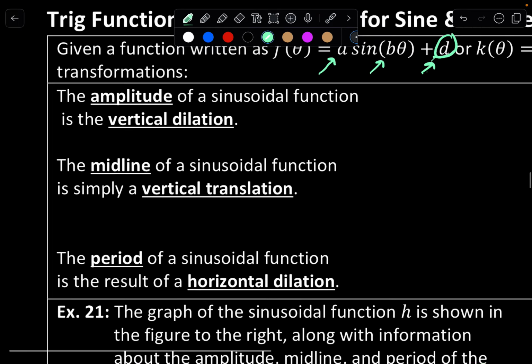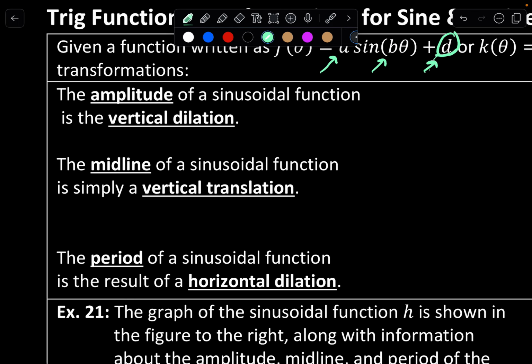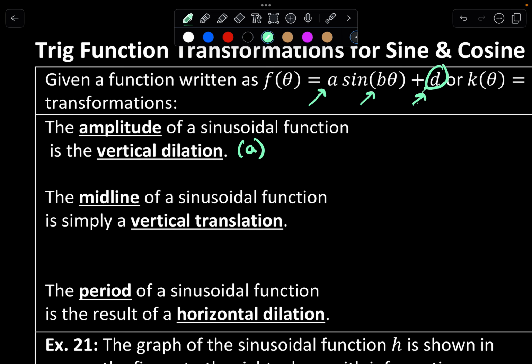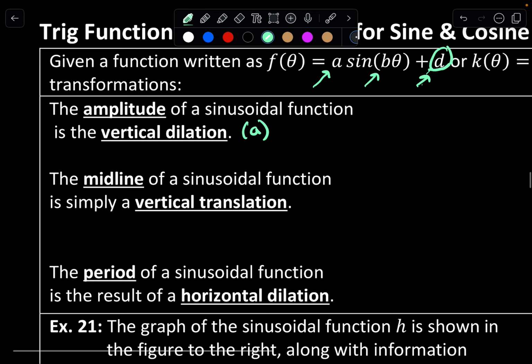So just a quick rundown, the amplitude of a sinusoidal function will be the vertical dilation, and that is going to be your variable A. And that's multiplicative, so you'll see it multiplied with the trig expression. The midline of a sinusoidal function is simply a vertical translation. That will be D.